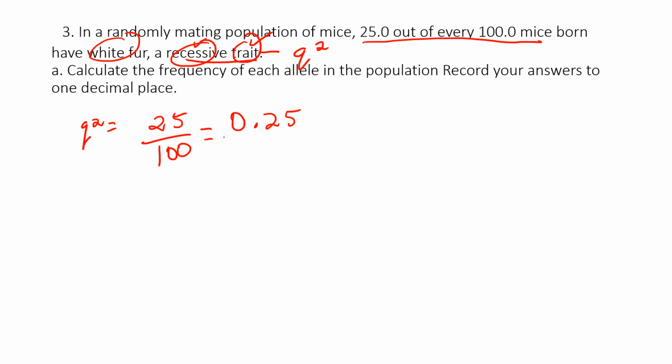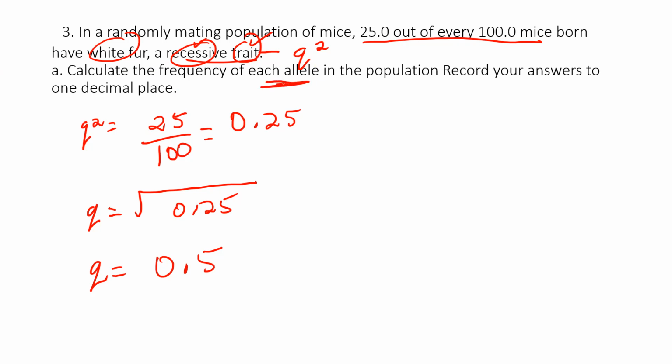Okay, so once we have that, we need to find a single Q. So when we want to find a single Q, what we have to do is square root the Q squared, the 0.25 figure, and we find out that Q, when we square root it, because we want a single Q, is determined to be 0.5. Okay, and what they want here is they say calculate the frequency of each allele. So they're asking you for the allele Q and for the allele P. Record your answer to 1 decimal place. So we have one of the values already.